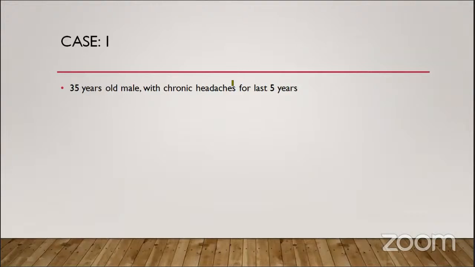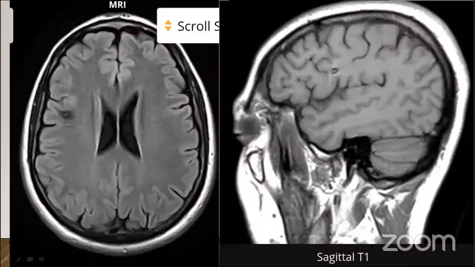So this is a case of a 35 years old male. He complained of chronic headaches for the last 5 years, underwent imaging, and the imaging showed an incidental finding in this case. You can see a lesion over here in this area. Now we can discuss this.